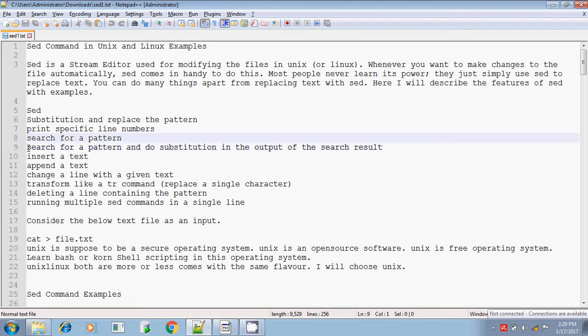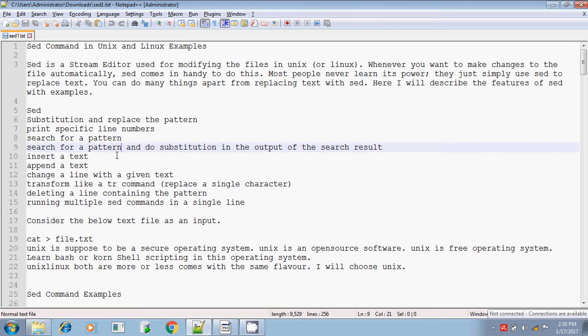The next one is that you can search for the pattern and it will display the result, and in the displayed output you can also do the substitution, or find and replace. Normally you will do the find and replace for the given input file only, but here it will search for the pattern and display the result. From the displayed output, from the result, you can do the substitution, otherwise I can say that you can do the find and replace also.